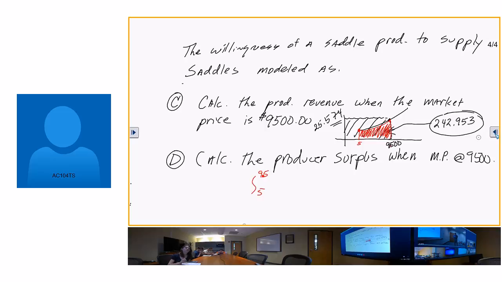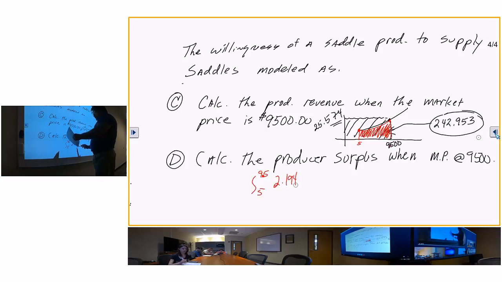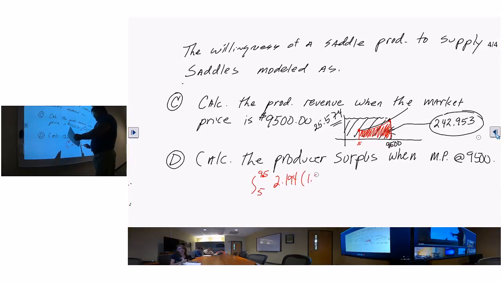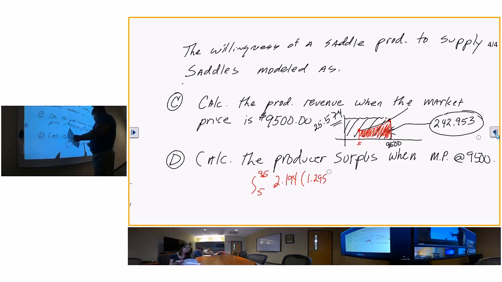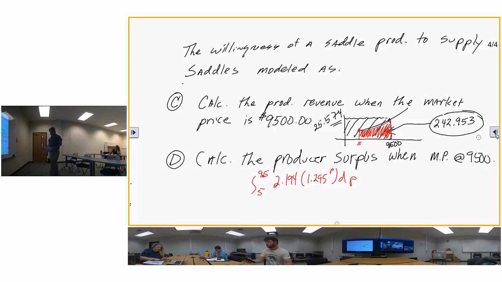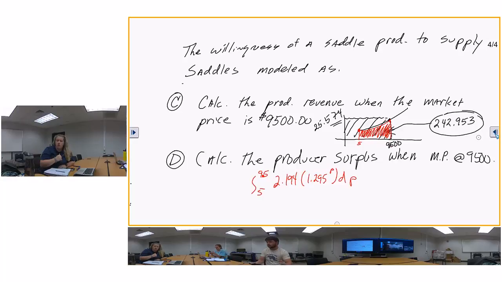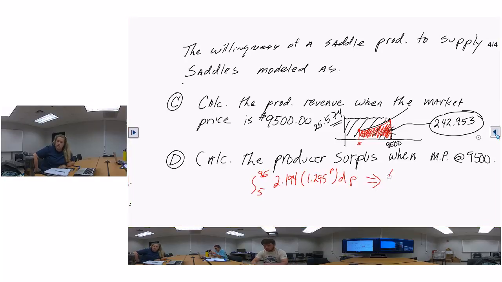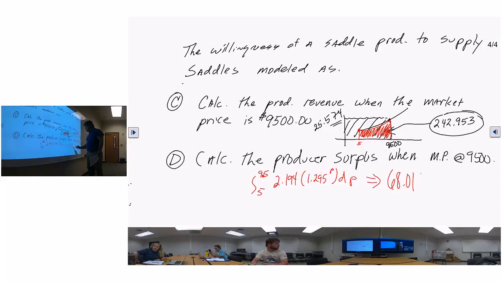The integral of the function 2.194 times 1.295 to the p power, dp. I got 68.017. Now, when you do that, what did you get, Miss Clapp? I got 68.018. Good job. 68.018, and that's millions.